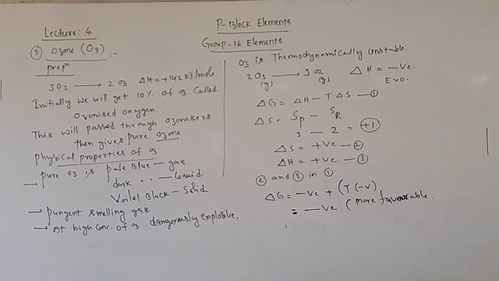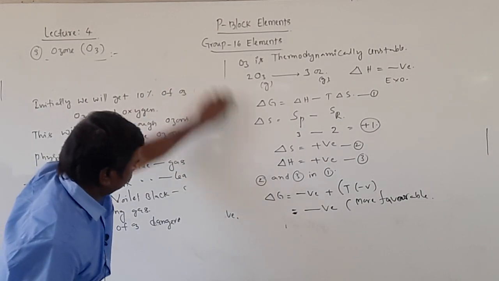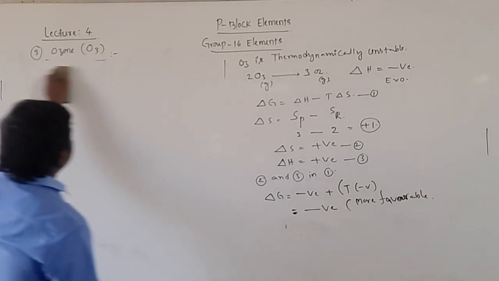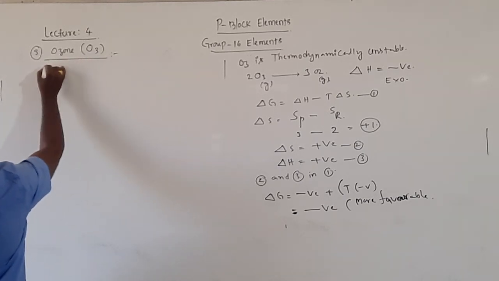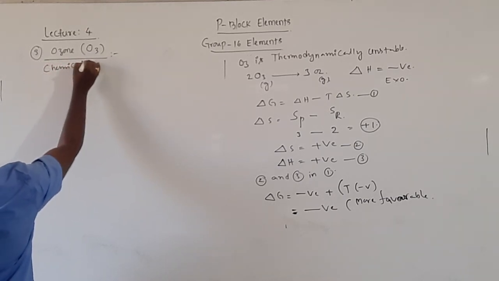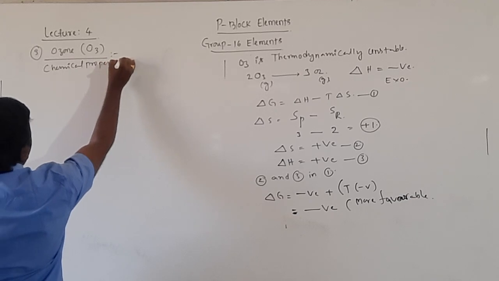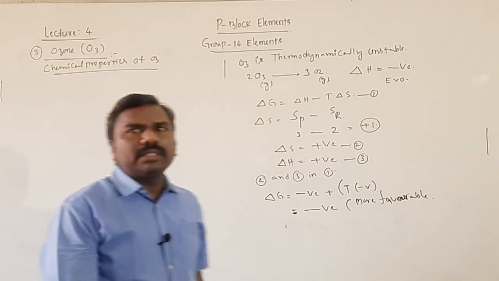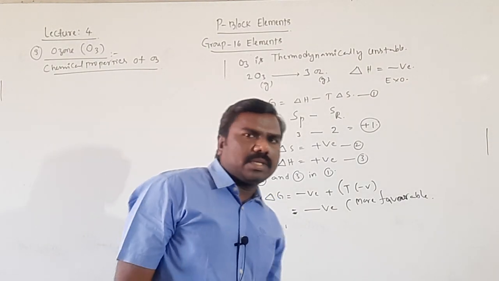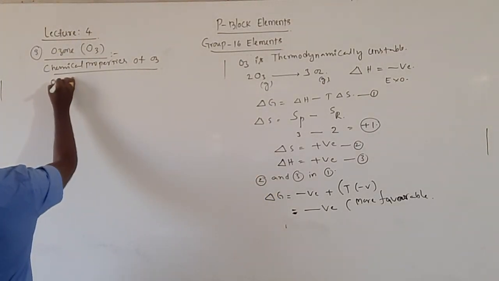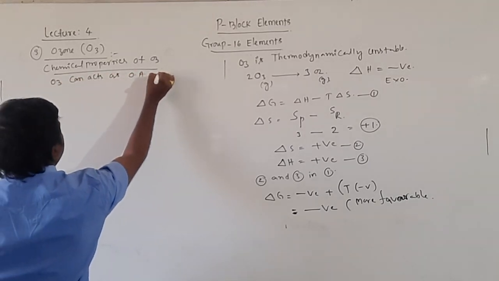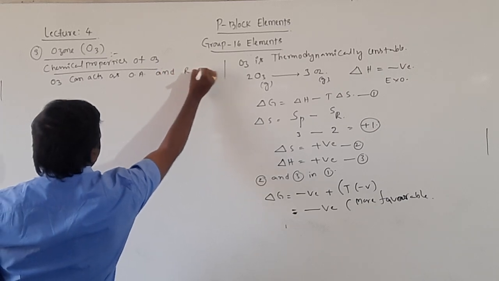Next one, chemical properties of ozone. Ozone can act as an oxidizing agent as well as a reducing agent. O3 can act as both an oxidizing agent and a reducing agent.